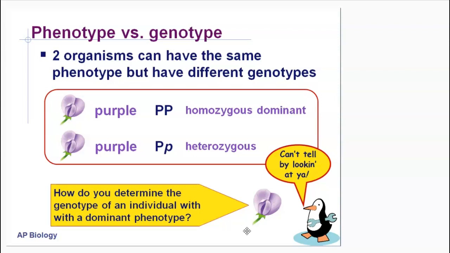So let's say we've got a purple flower. Now, I told you it was big P, little p, but how would you know that? How are you supposed to know that if you're just looking at the flower? How do you know if it's homozygous dominant or heterozygous? How can you determine it if you don't have breeding records for flowers, which most people don't?